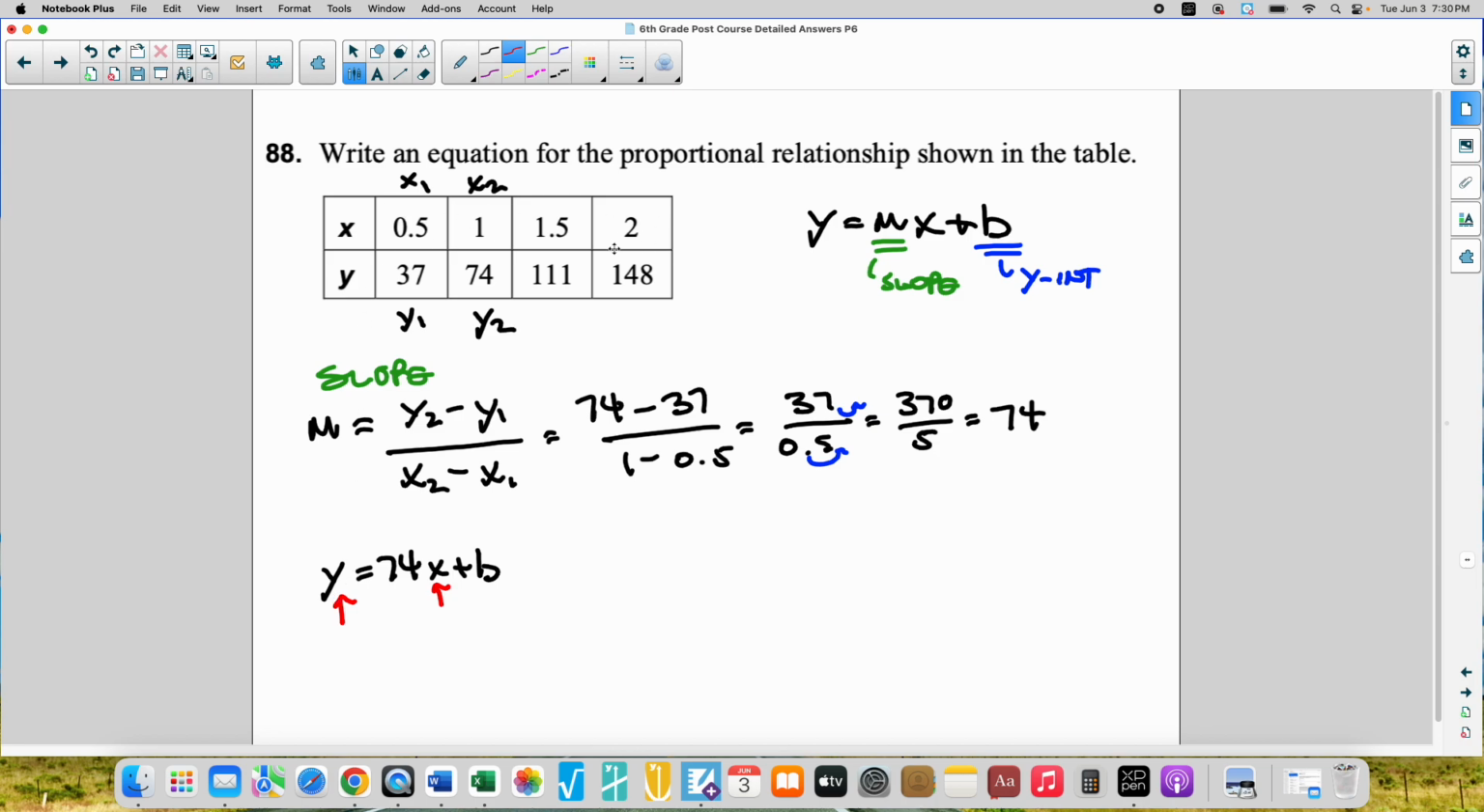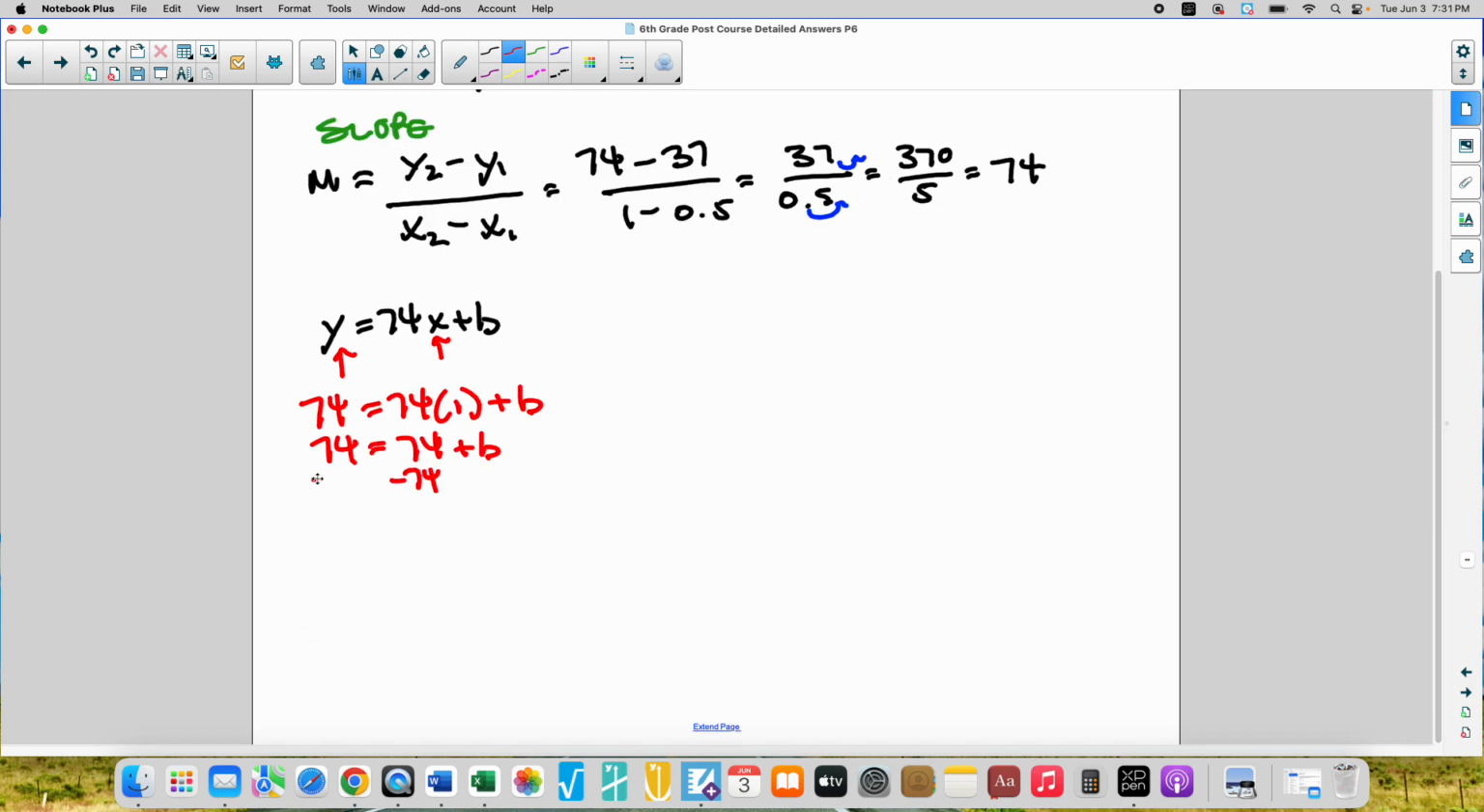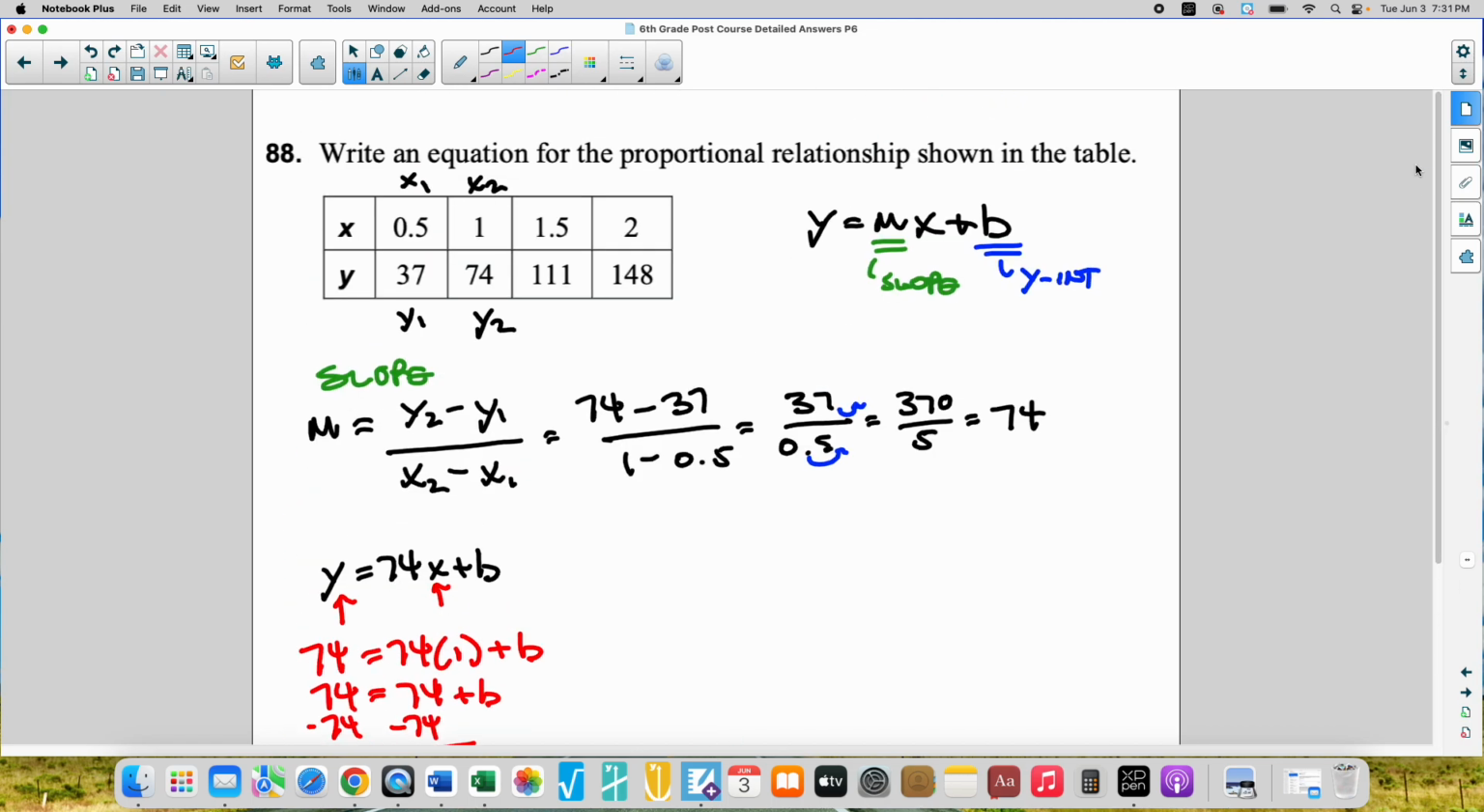So I'm going to pick one of these sets. Let's use 1 and 74. So y is 74 equals 74 times 1 plus b, and we're going to get 0. That's interesting. I don't know why that would be. Yeah, I still get the same value if I do it the other way. So we'll subtract 74, and we get 0 equals b. We know b is 0, so y equals 74x should be the equation.